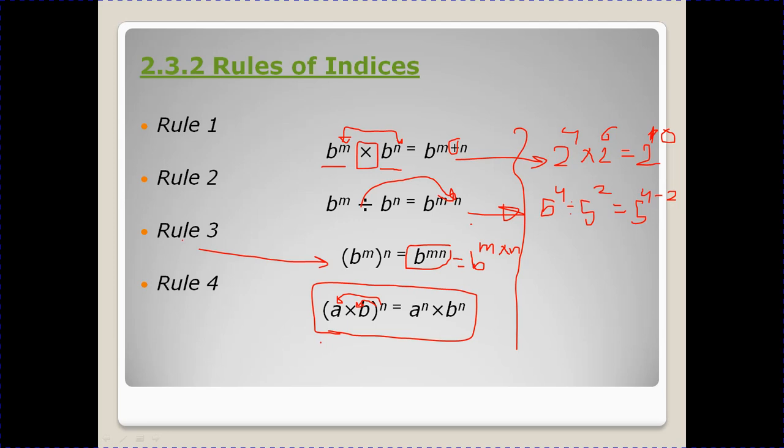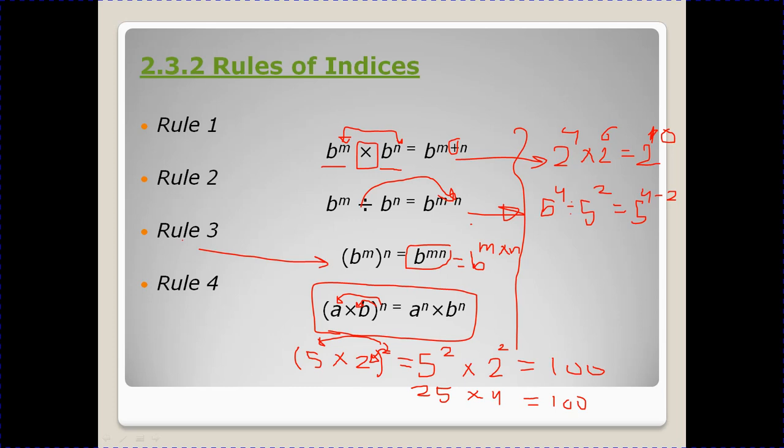So a times b to the power n equals a to the power n times b to the power n. Suppose that I have, for example, 5 times 2 to the power 2, then it equals 5 squared times 2 squared. I'm going to give the square to 5, and also to 2. 5 squared is 25, multiplied by 2 squared, 4. So the answer equals 100. And I know that 5 times 2 is 10, to the power 2 equals 100. Okay, so this is rule number 4.